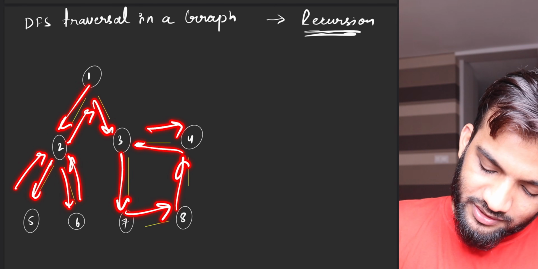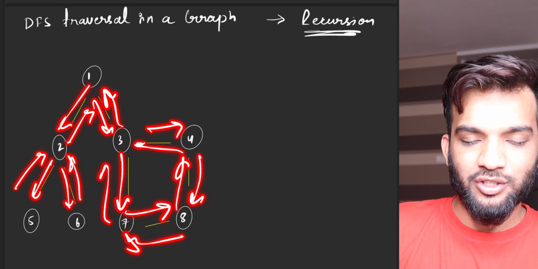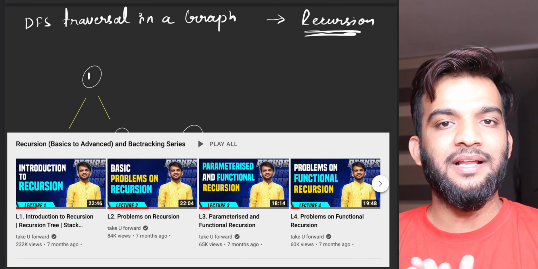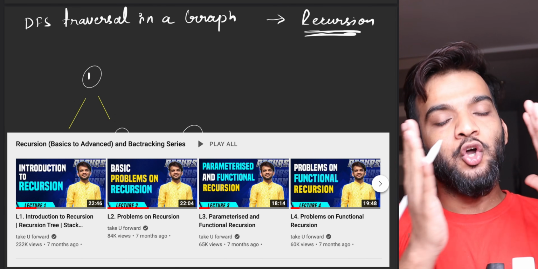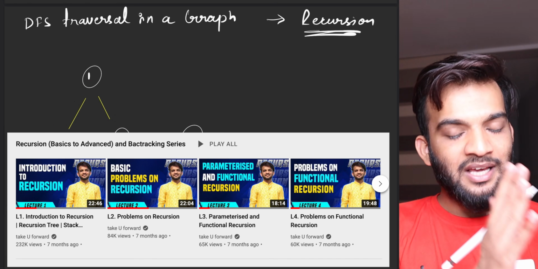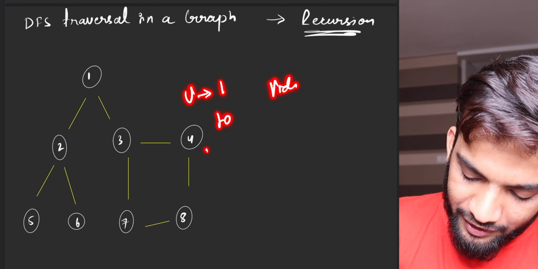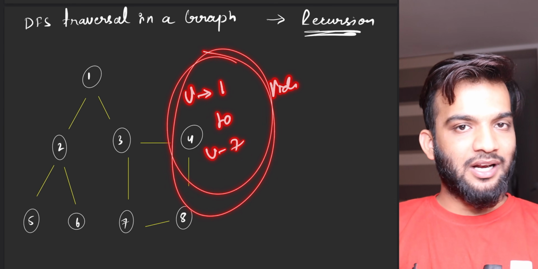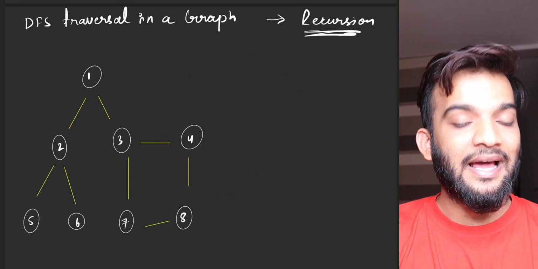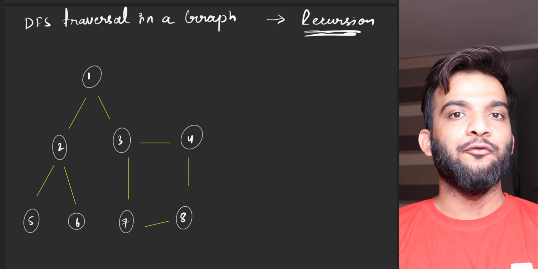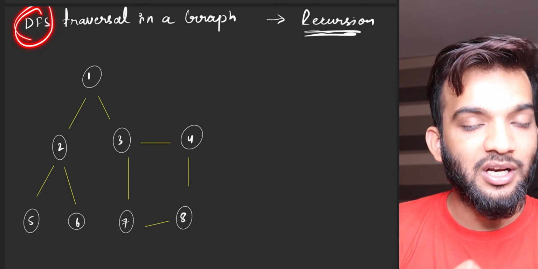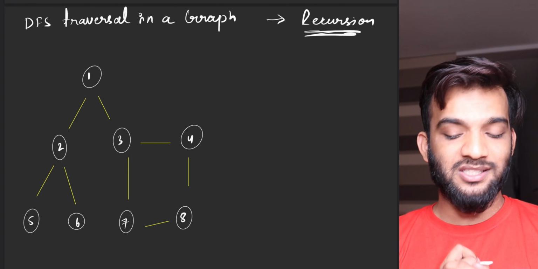This kind of algorithm is nothing but recursion. And if you have not seen the recursion playlist, I will highly recommend you go back and watch my recursion playlist, at least from video 1 to video 7, because the entire graph without recursion will be a nightmare. You need to understand how graph works in DFS traversal, otherwise it will be a big mess.